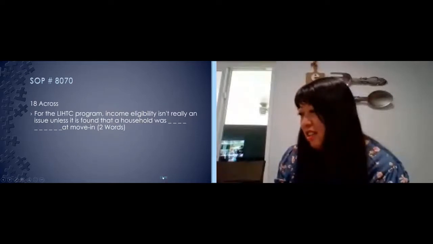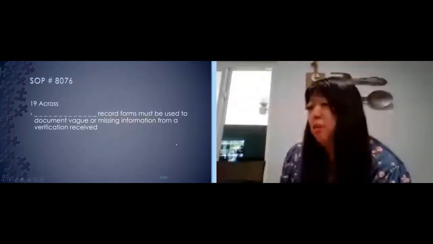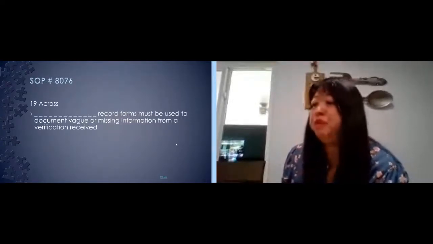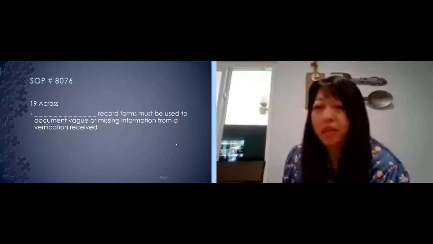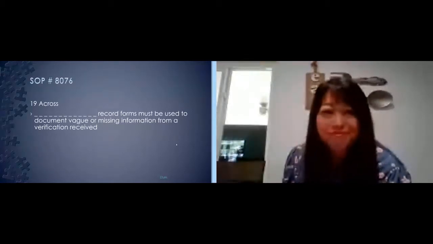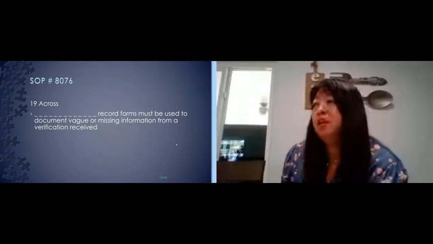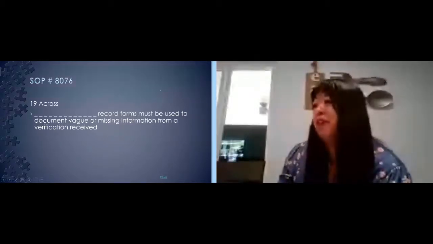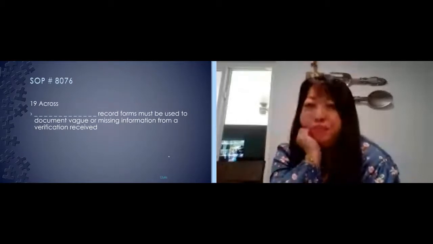Okay. And then we're going to go to the last clue for across, which is number 19. What record forms must be used to document vague or missing information from verification received? This is found in 8076 SOP. This is a form we use quite a bit in our files, which is very, very helpful when we need something to be used to fill in the missing information.